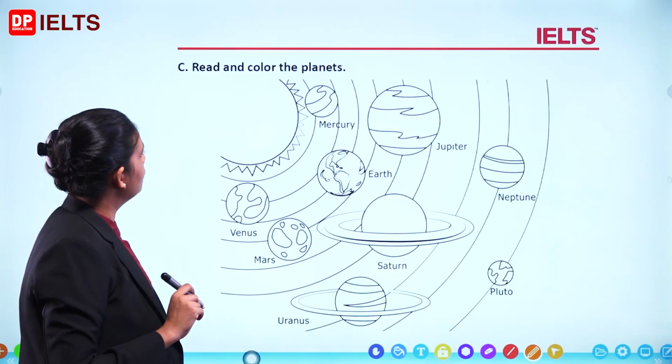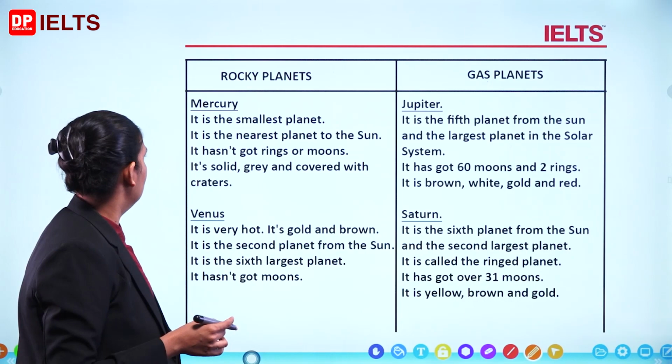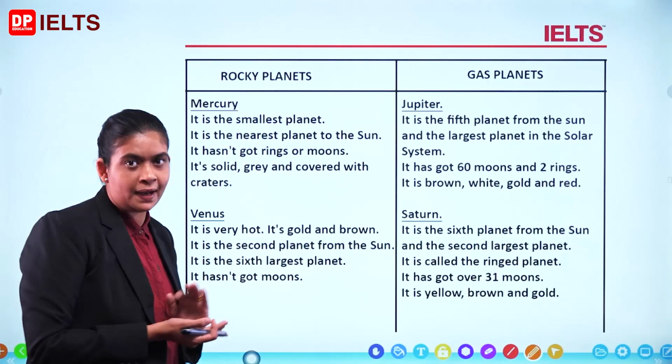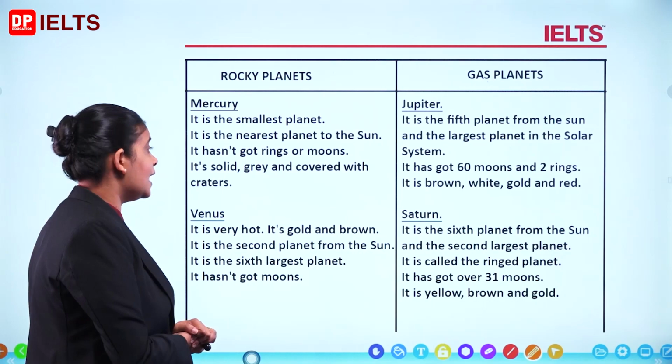Let's see rocky planets and gas planets. Right? Mercury is the smallest planet. It is the nearest planet to the sun. It hasn't got rings or moons, right? Not a ring or a moon.